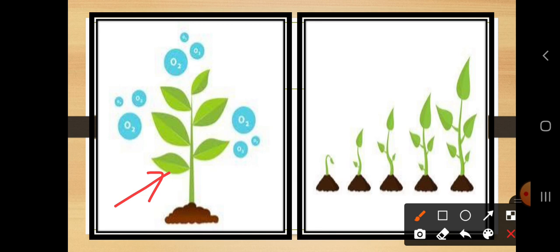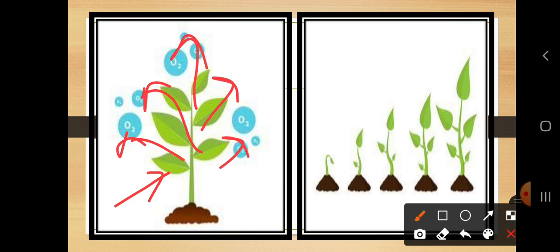While performing photosynthesis, they require carbon dioxide. Who gives the carbon dioxide to the plants? Human beings exhale carbon dioxide, which is used to prepare the plant's food. And in return, these plants give out oxygen. This process takes place in the atmosphere.